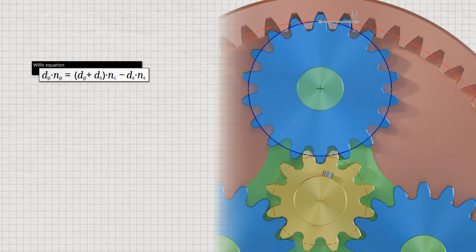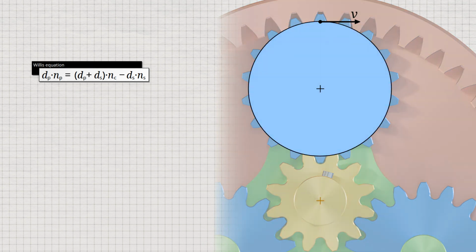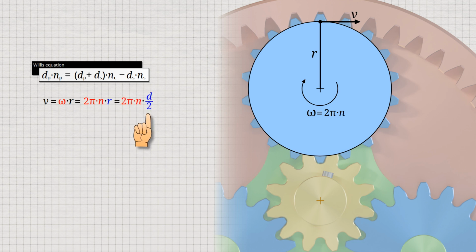The circumferential speed of a circular motion depends on the angular velocity omega and the radius r, as indicated. The angular velocity is in turn directly related to the rotational speed n, as shown. If the diameter of the circular path is used instead of the radius, the shown relationship between circumferential speed, rotational speed, and diameter is obtained for a circular motion.